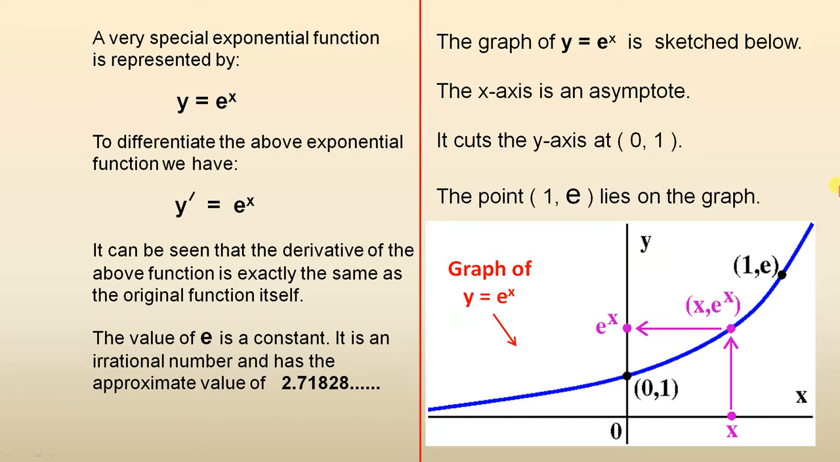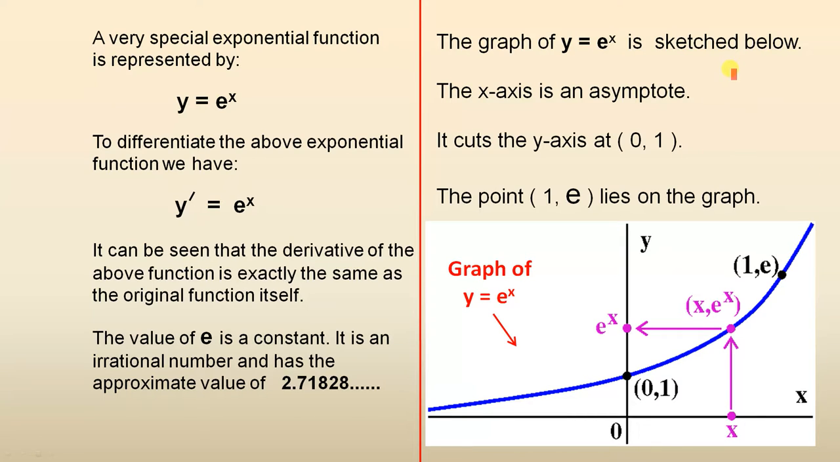A very special exponential function is represented by y equals e to the power of x. To differentiate the above exponential function, we have y dashed equals e to the power of x. It can be seen that the derivative of the above function is exactly the same as the original function itself. The value of e is a constant, it is an irrational number, and has the approximate value of 2.71828, and it continues on forever.